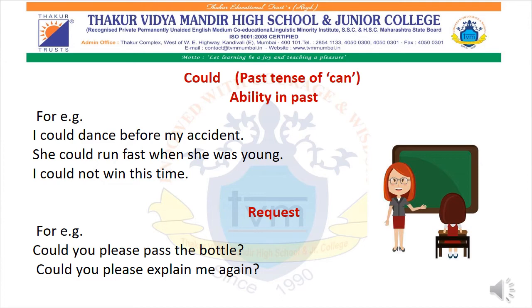And if we see that, could's present tense is can. So I can write the sentence as, I could dance before my accident. So you all see that the word could is the past tense of can. I hope you all understood the first modal auxiliary verb, that is can, and now we are studying could. Now let's move ahead and see other modal auxiliaries and their help.